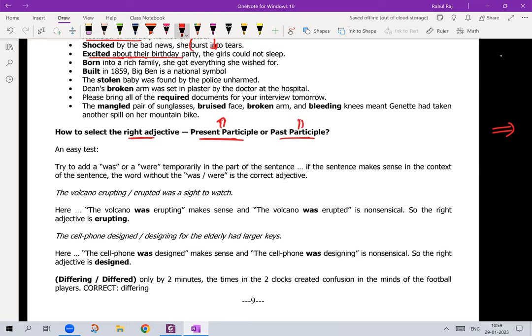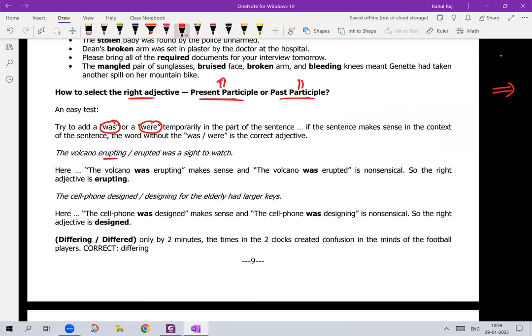Now this is one test. The other test is the was and were test. I'll explain what it is. Imagine "the volcano erupting" or "erupted" was a sight to watch. Is the eruption of a volcano under our control or not? Not under our control. Because many times scientists have said that this volcano will erupt in the next 1 year, and it has not erupted even after 50 years. And there are many instances where scientists said this volcano will take 100 years to erupt, and it erupted in just a second. If you go and read, there are humongous such incidents.